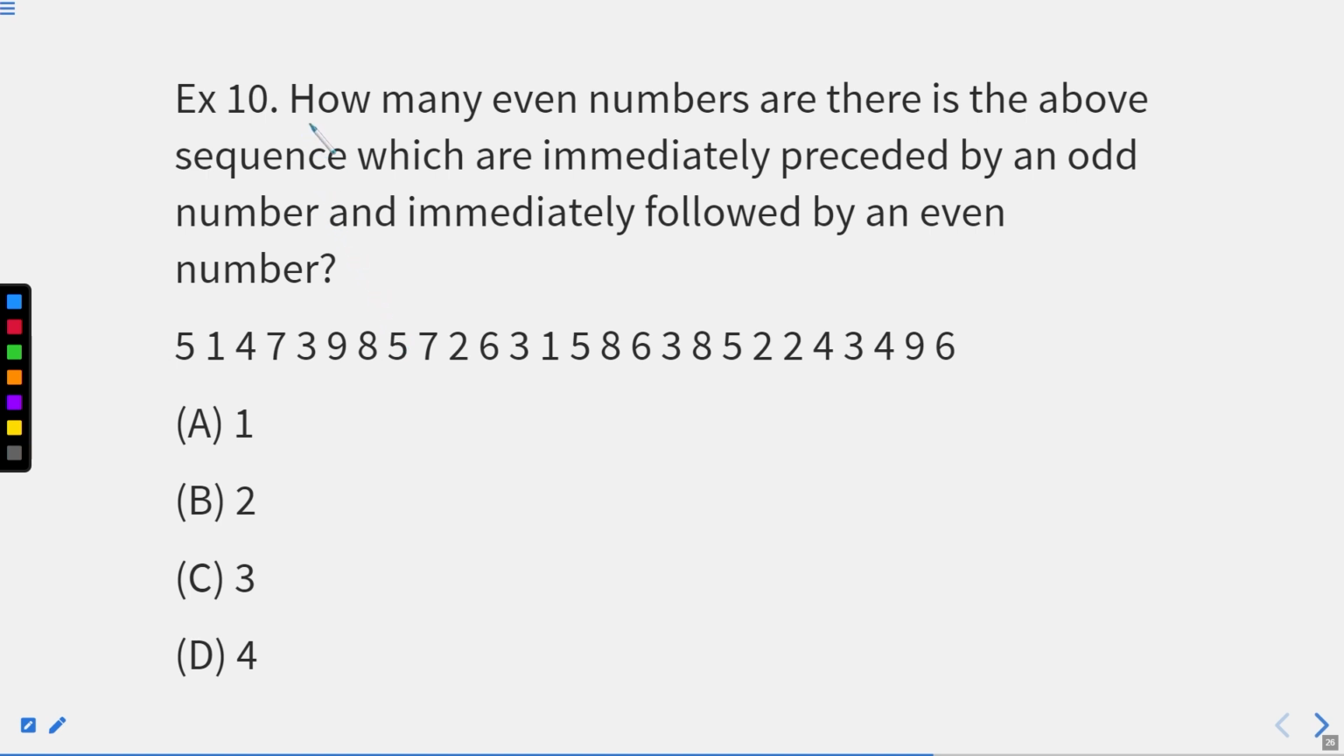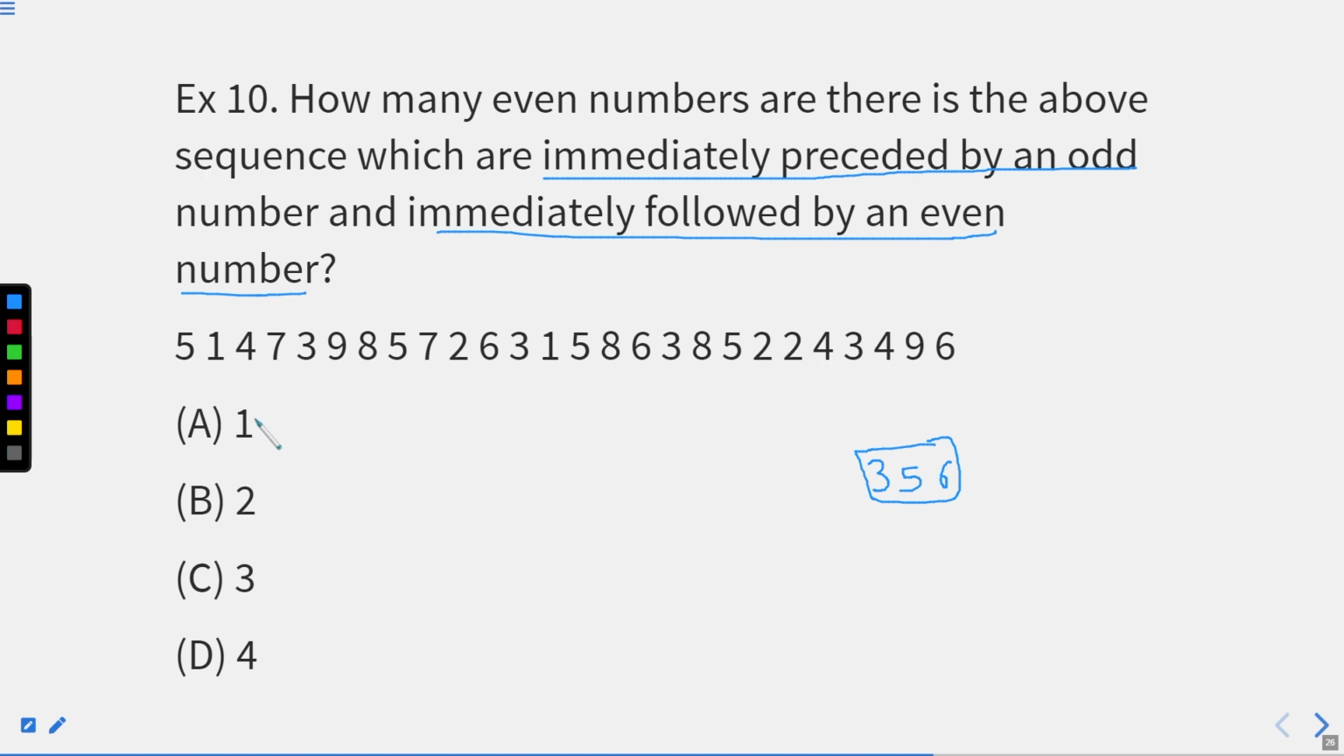So the question says, how many even numbers are there in the above sequence which are immediately preceded by an odd number? So mark this line: immediately preceded by an odd number and immediately followed by an even number, right? Choose a number. Let's say if I write 5, so 5 must be preceded by an odd number, let's say 3, and immediately followed by an even number, let's say 6. So how many such pairs can be formed with the help of all these numbers?